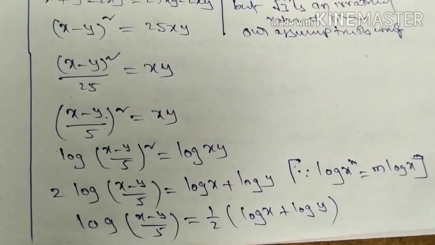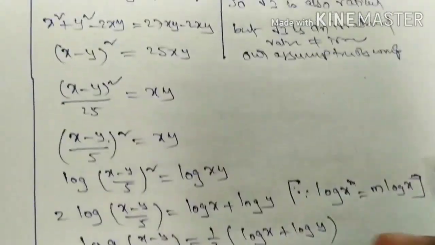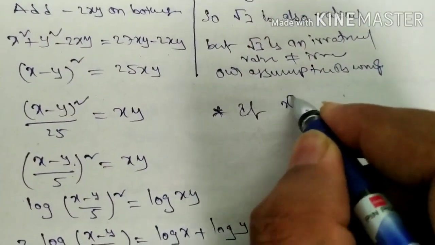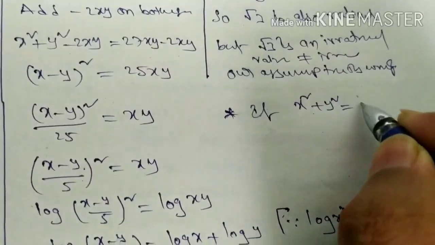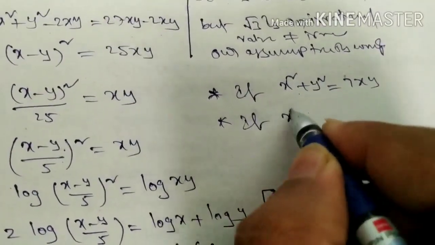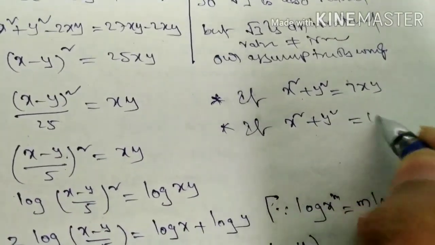Similarly, we will get so many questions like that. One more question I want to write here: if x square plus y square is equal to 7xy, they have given it one time. If x square plus y square is equal to 10xy, they have given it another time.